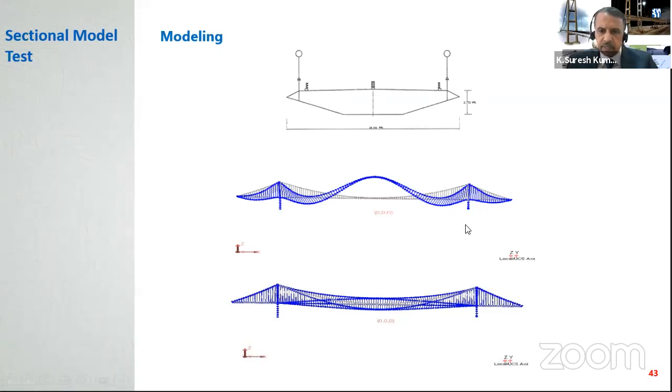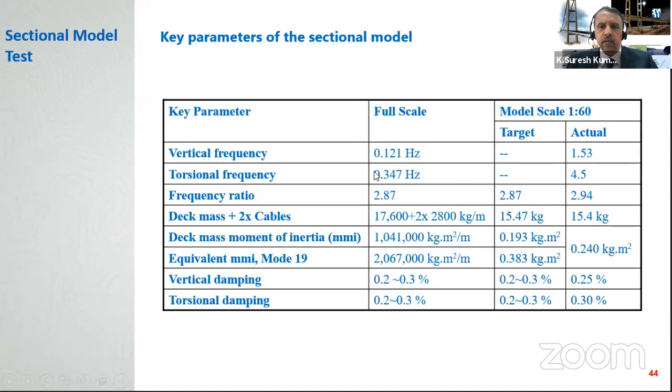You can see some other parameters. This is the first vertical and the torsion motions. You can see the frequencies right here. So frequency 0.121 hertz and 0.347 hertz at full scale. In the model scale, it is higher frequency based on the scaling principles, but the ratio, if you look at it, is very close. And then deck mass, you can see some tons per meter and kilograms.